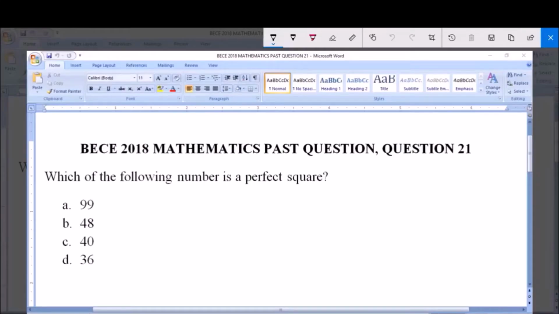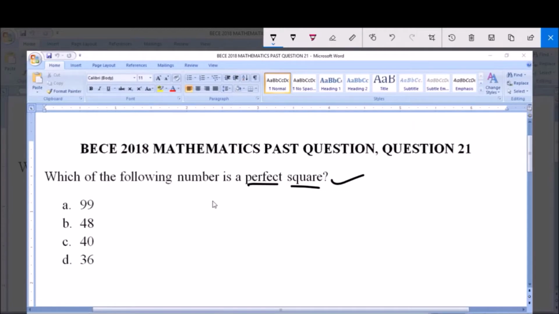Today we're going to be dealing with BECE 2018 Mathematics Past Question, question 21. Which of the following numbers is a perfect square? A 99, B 48, C 40 and D 36. We are asked to select an option which is a perfect square. Now you have to understand the meaning of perfect square for you to pick any option here.